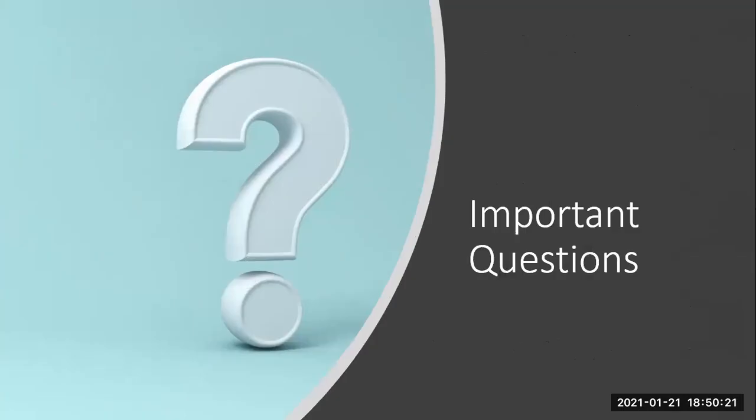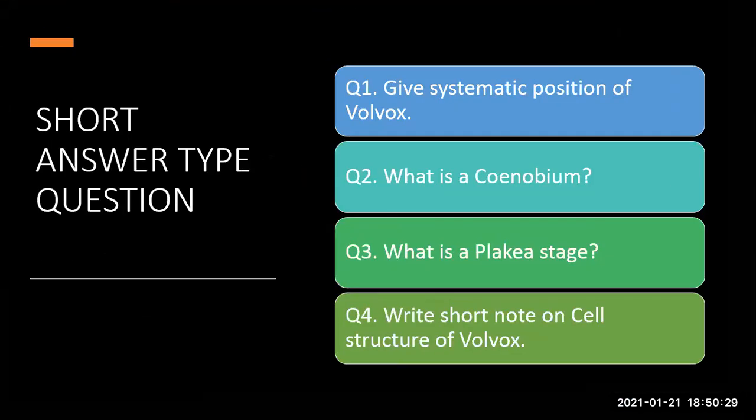There are some important questions regarding the chapter Volvox. Some short answer type questions. The questions are: Give the systematic position of Volvox. What do you mean by coenobium? What is a plakea stage? Write a short note on the cell structure of Volvox.